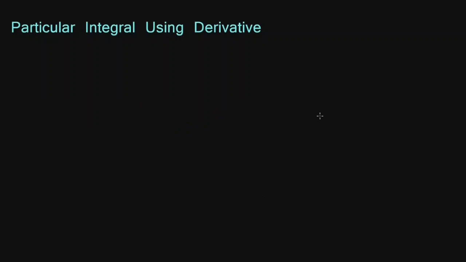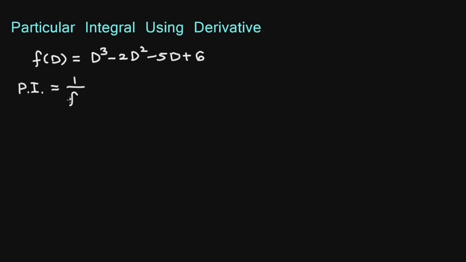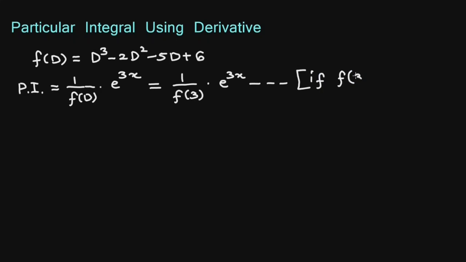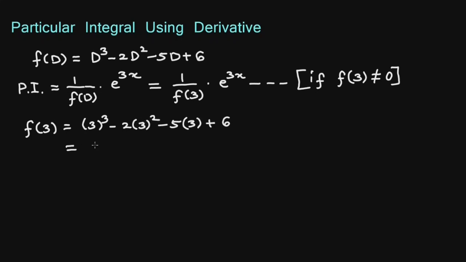There is another way in which we can solve this. We can find the particular integral using the derivative. We have f(D) equals D cube minus 2D square minus 5D plus 6. We have to find the particular integral 1 upon f(D) e raised to 3x, which is 1 upon f(3) e raised to 3x, provided f(3) is not equal to 0. Here f(3) is 3 cube minus 2 times 3 squared minus 5 into 3 plus 6, which is 27 minus 18 minus 15 plus 6, which is 0.